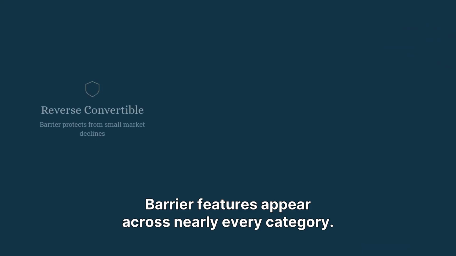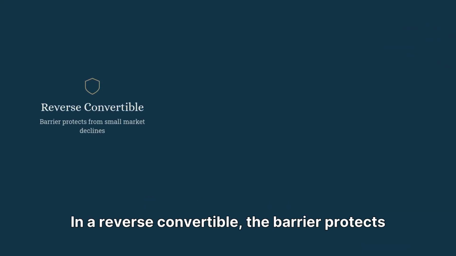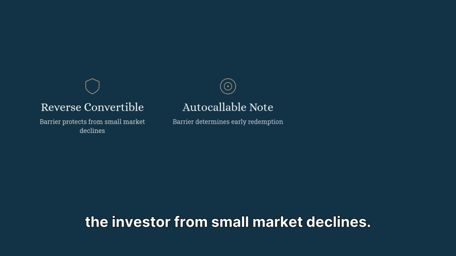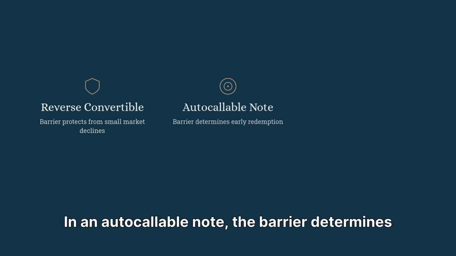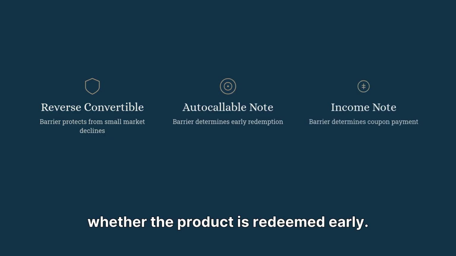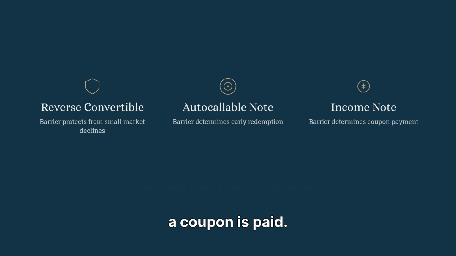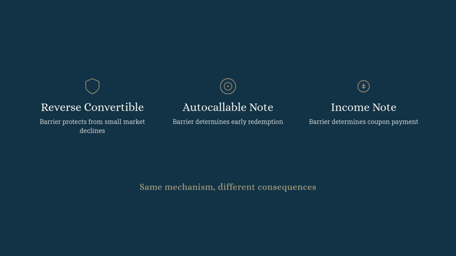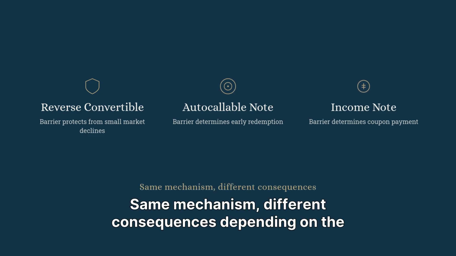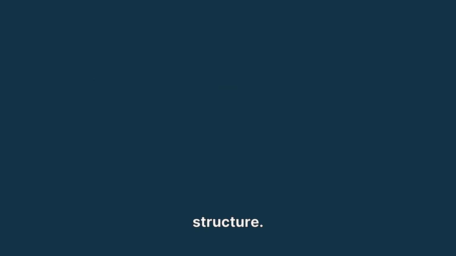Barrier features appear across nearly every category. In a reverse convertible, the barrier protects the investor from small market declines. In an autocallable note, the barrier determines whether the product is redeemed early. In income notes, it often determines whether a coupon is paid. Same mechanism, different consequences depending on the structure.